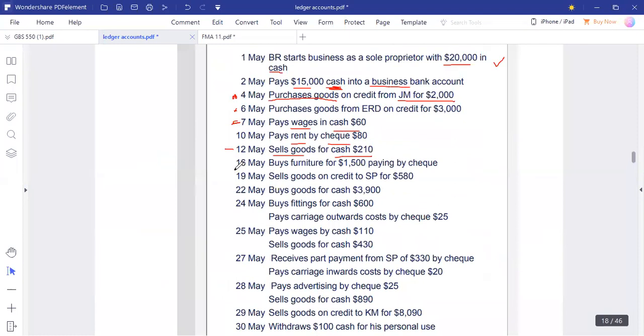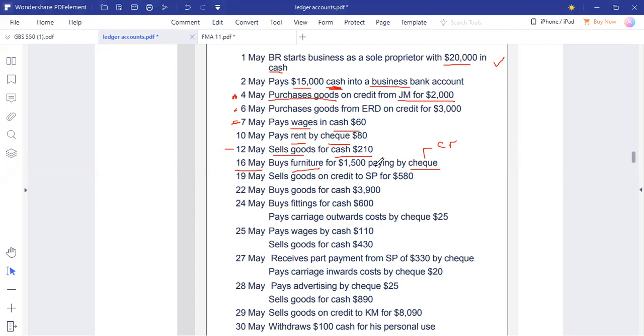Sharon, 16th of May, buys furniture for 15,000, but we are paying by check. Which two accounts are we looking at? The furniture and the bank. Good, the furniture and the bank account. So which account are we debiting and which account are we crediting? The bank account is being credited, because it's paying out, correct? Yes. Meaning the furniture account we're debiting.